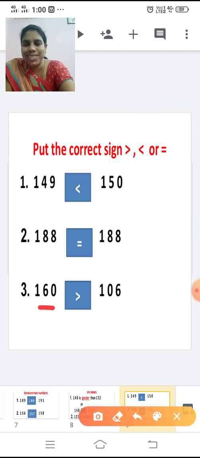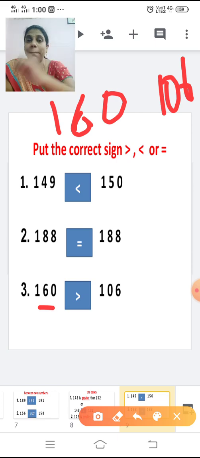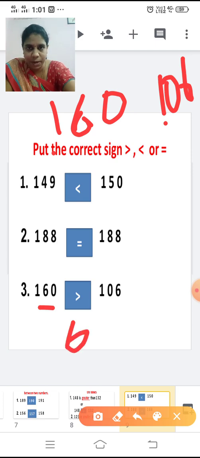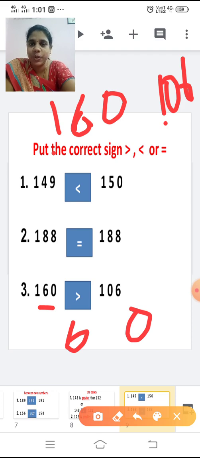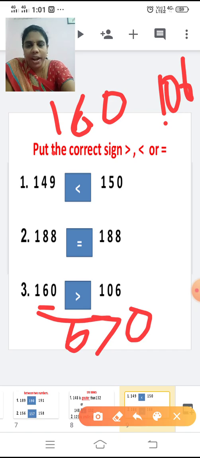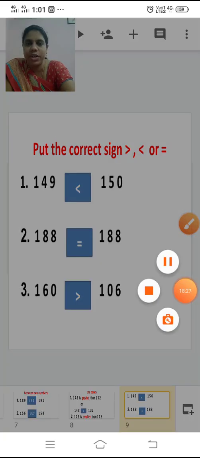Last one, 160, 106. How will you compare? First compare the hundreds place. In both the numbers we have 1 in the hundreds place, right? So now compare the tens place. In first number we have 6 in the tens place. Second number we have 0 in the tens place, right? So now compare between these two. Which is greater, 6 or 0? 6 is greater, right? Since 6 is greater than 0, 160 is greater than 106.